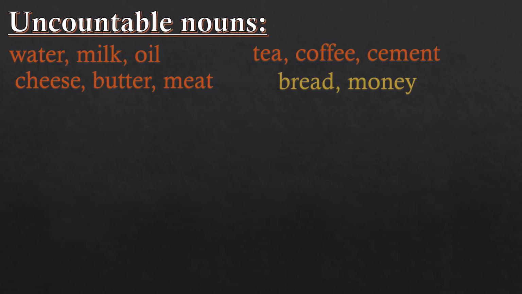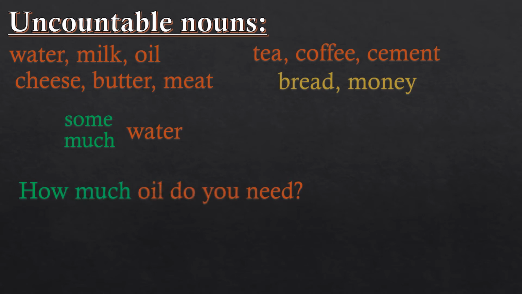Now, let's see what we can use with uncountable nouns. Let's take the word water, for example. We can say some water, so some can be used with countable and uncountable nouns, but here we say much water, okay? And we can't use numbers. Okay, if we need to ask a question, we ask the question with how much? How much oil do you need?